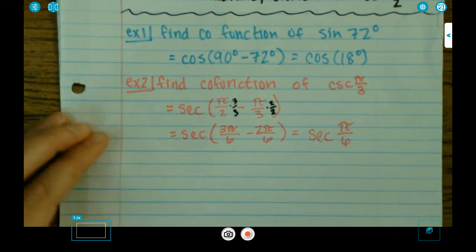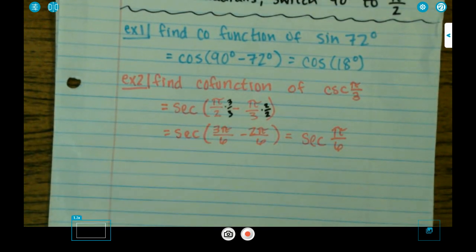If it is faster for you to say what Alder said, which is pi over 3 is 60 degrees, so that means it needs to be secant of 30 degrees. What is 30 degrees in radians? If that's faster for you, go for it. Do it. I don't care.